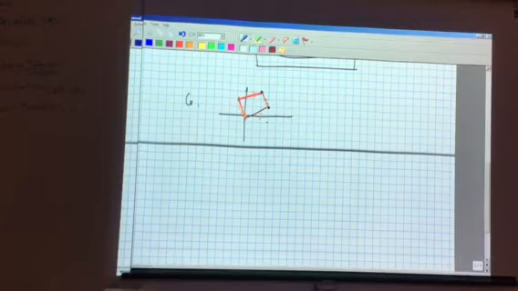So those slopes, the opposite side, should have the same slope, which is down 2 over 1. Then the 4th vertex is at the point -1, 2. So that would be your answer for 6.